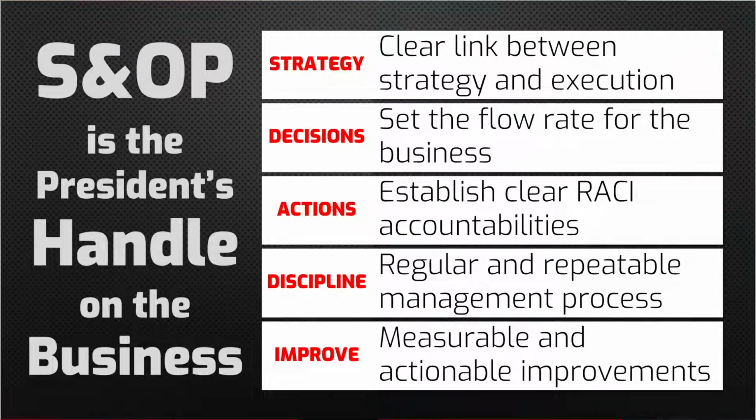We believe S&OP is the president's handle on the business, and that would mean that there's a clear link between strategy and execution. The president is actually participating in decisions about the flow rate for the business by family. There are very clear accountabilities using the RACI model that the president actively manages, as well as a regular and repeatable management process for those accountabilities. And finally, the S&OP process should help you make measurable and actionable improvements, both for the business and for the S&OP process itself. So S&OP gets better the more you do S&OP.